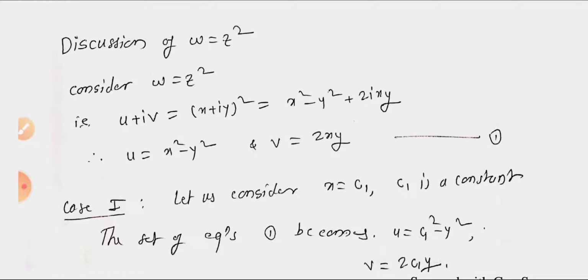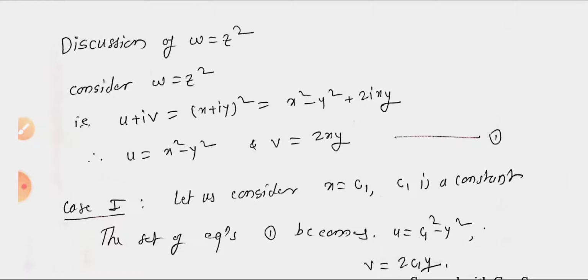Now we have to convert straight lines in the z plane into parabolic form in the w plane. So how to convert? Let us consider case 1, that is x equal to c1, where c1 is any constant.